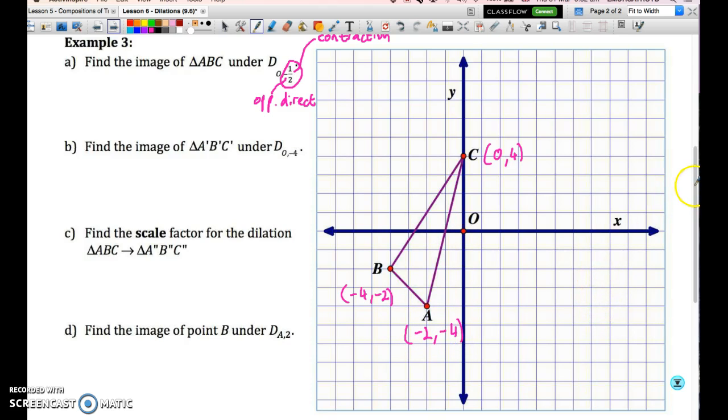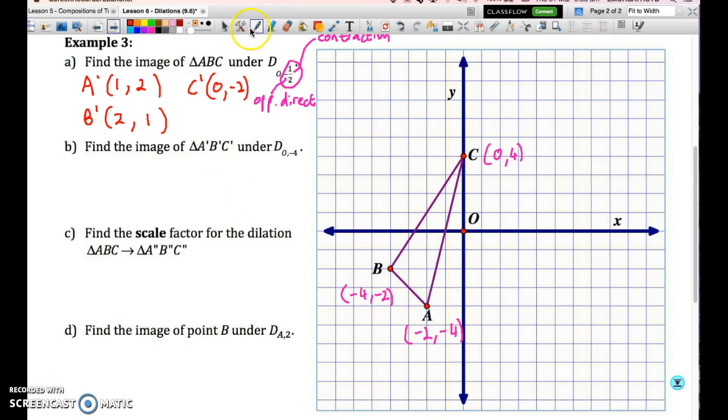What I can do is use the algebraic rule to find the coordinates of the image, and then I can just plot those on the graph. Okay, so I'm going to do that now. I'll just pause so that I don't run out of time.